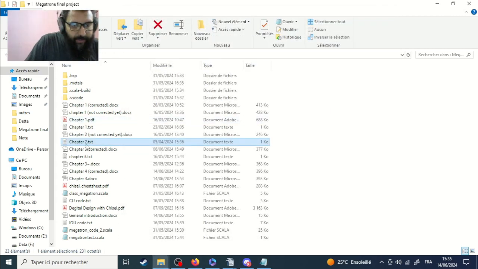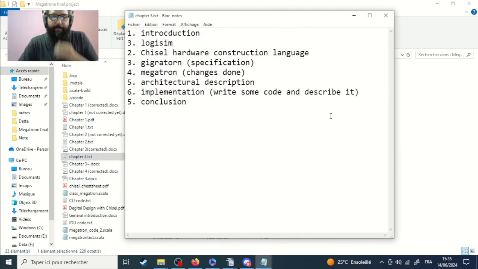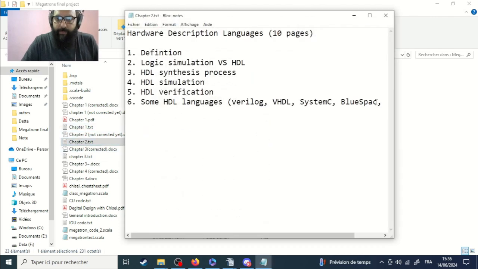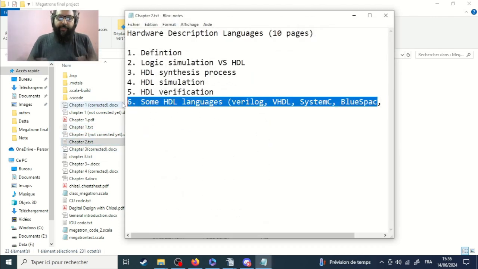Chapter two. In chapter three, you have to talk first about logic. In this part, you don't give a definition about logic, nor about Chisel, because you talked previously here. Here you have to give Logisim and Chisel. Yes, you have to give some perspective about what is Logisim and what is Bluespec.